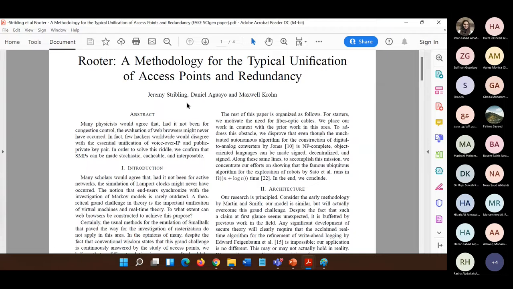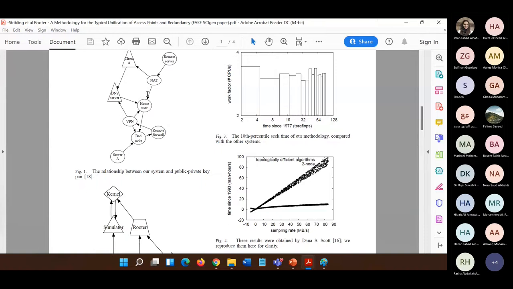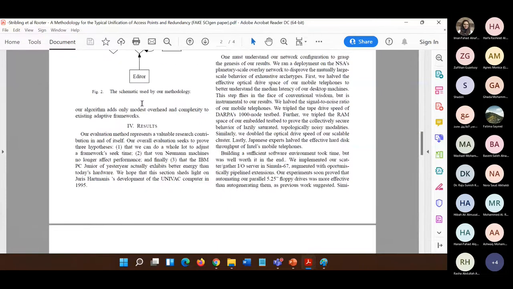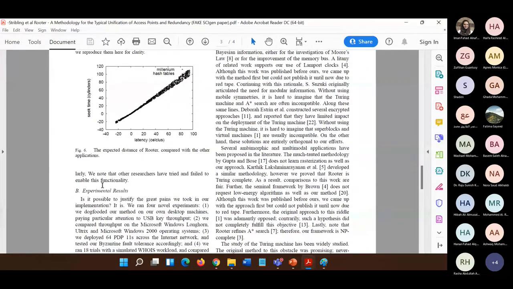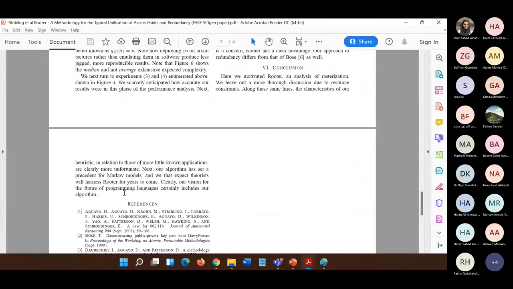You can see here, you think it's a genuine paper, but actually it's not. There are results and related work, experimental results, and even references. Everything here is fake. Nothing is real.